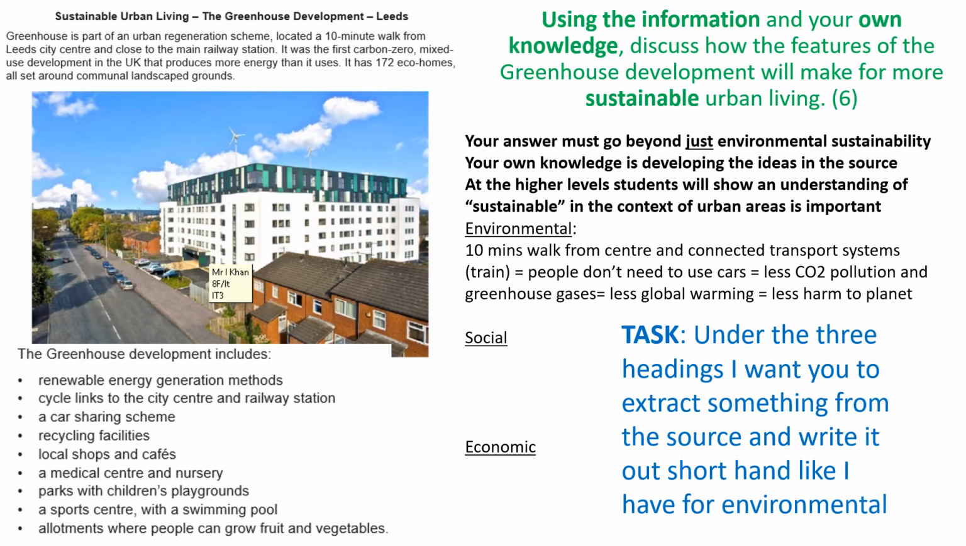So I want you to have a look at the bullet points, look at the text, do what I've done with environmental, but I want you to do it with social and economic as well. Now, this question's worth 6 marks. You don't need to talk about everything in the source, but I think you need a good developed point for each section, for environmental, social and economic. So I want you to do one for each, please. I don't want you to use the same one that I have used for environmental because I've already done it. I want you to choose something else that suggests it's environmentally friendly and develop the point.